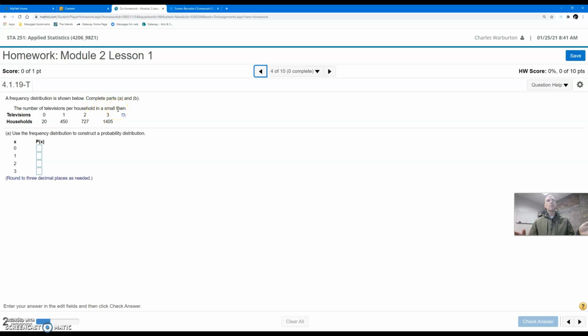It says the frequency distribution is shown above: the number of televisions per household in a small town. Okay, so what's our population? It's all the households in a small town. We collected data and asked, how many TVs do you have in your household? Some households said they don't have any TVs, some said one TV, some had 2 TVs and some had 3 TVs. There were no other outcomes.